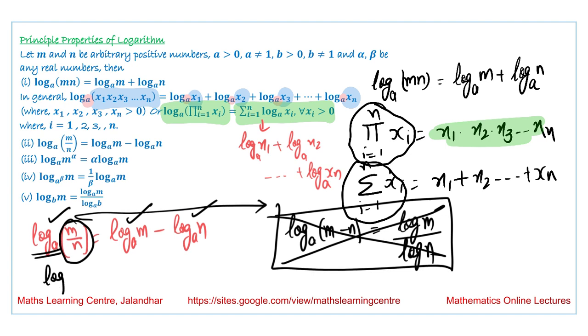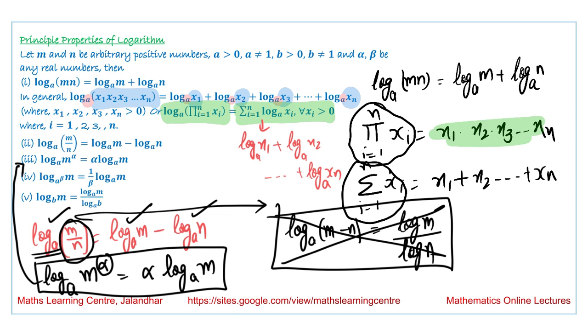Next is log of m to the power alpha, and the base we have is a. So this power we can write as alpha log m to the base a. We can write this term in this form, when m has the power alpha. Next, if the base has the power beta, we are talking about log of m, the base we have is a raised to the power beta, the answer we have is 1 by beta log m to the base a.